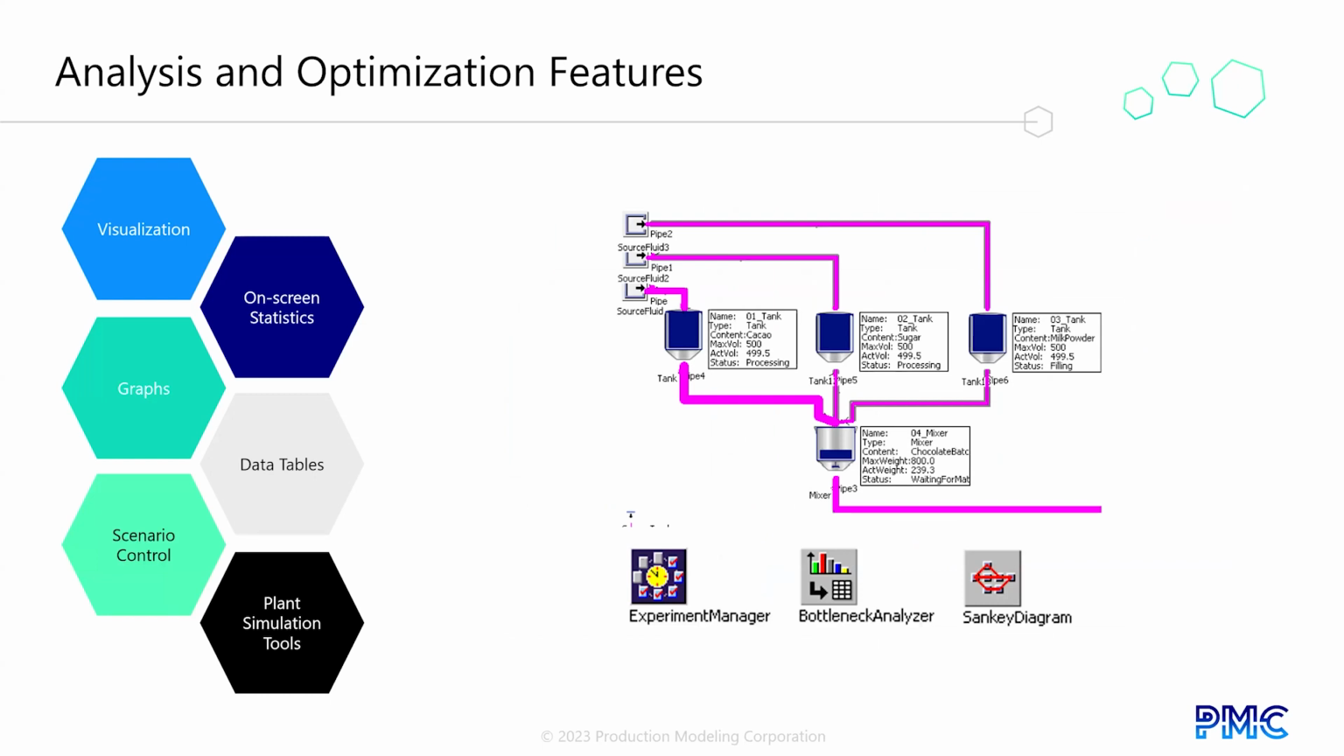PlantSim's built-in tools can also help to analyze and optimize your process, including the experiment manager that can automate the running of all the scenarios that were set up in the scenario control, as well as varying other parameters. The bottleneck analyzer can help you to pinpoint bottlenecks, and the Sankey diagram lets you visualize the flow of fluids and solids. The thicker the line, the greater the flow. In the example shown, you can see that more cacao than sugar or milk powder flows into the mixer.